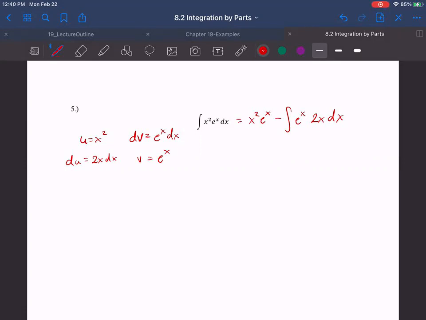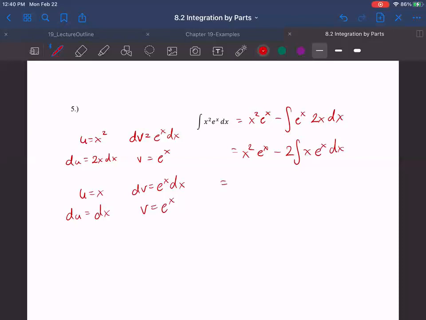And then again, I need to do this again, right? I guess I can rewrite this. X squared e to the x minus 2 integral x e to the x dx. Just bringing that 2 out in front. So I have x e to the x. So I'm going to pick it again. I'm going to say u equals x, dv equals e to the x dx again, du equals dx, v equals e to the x. Okay?